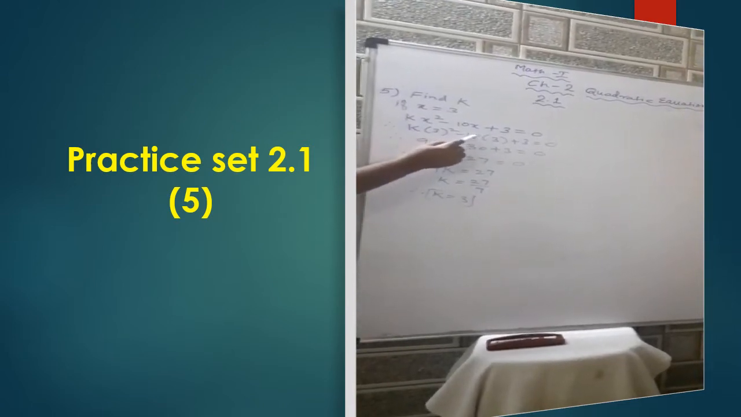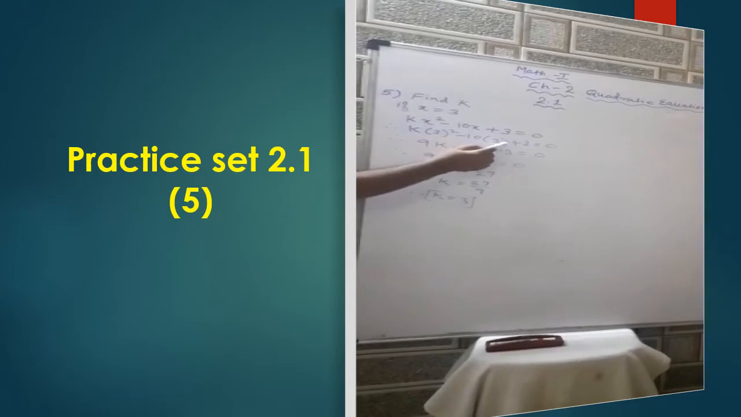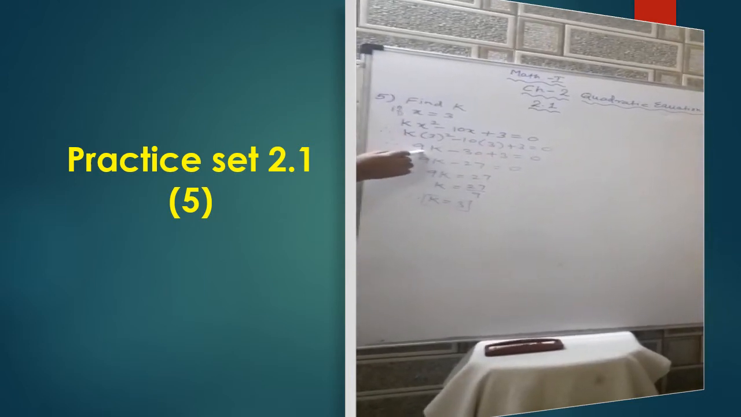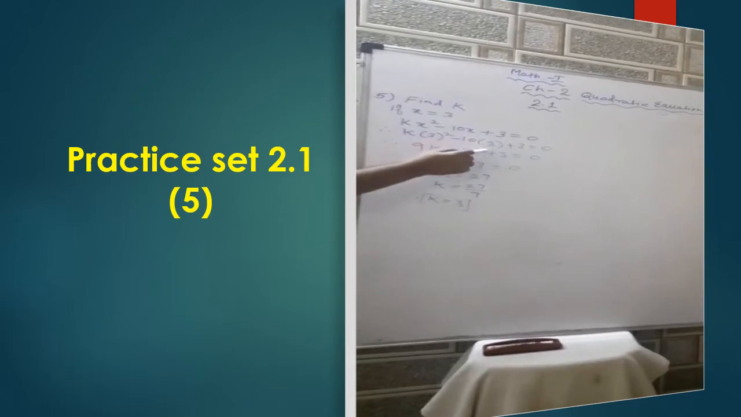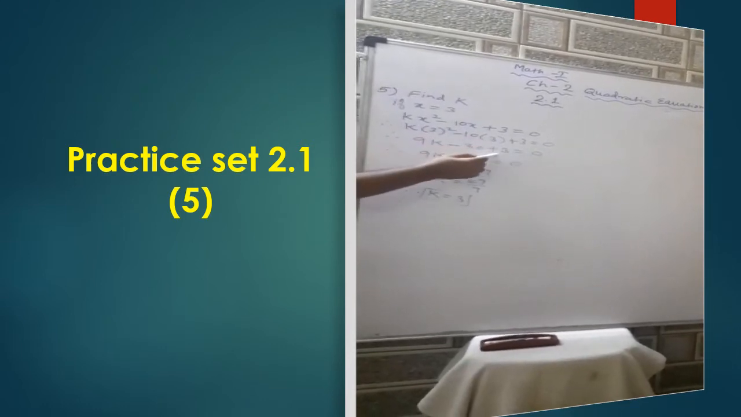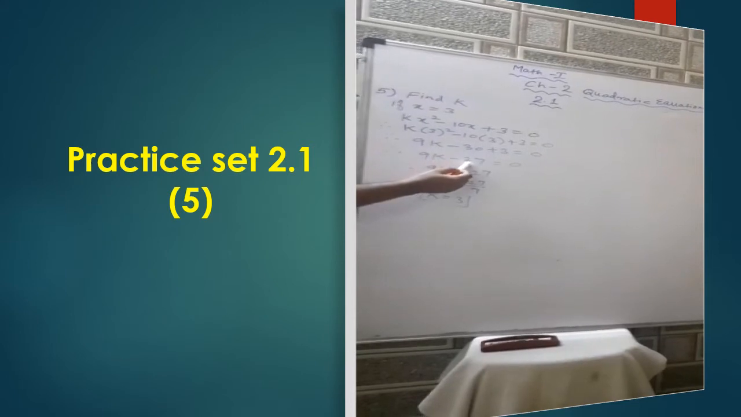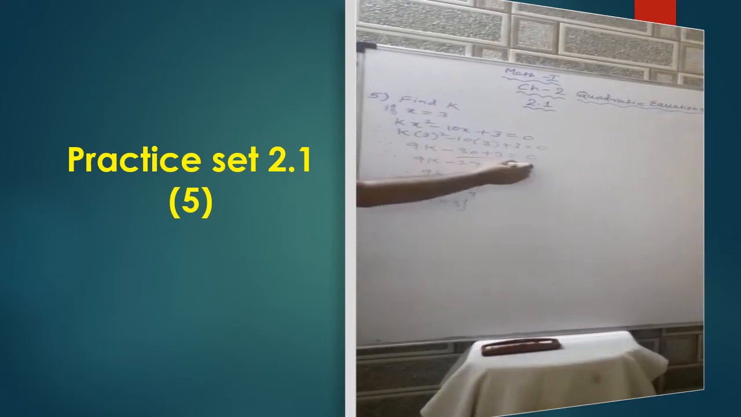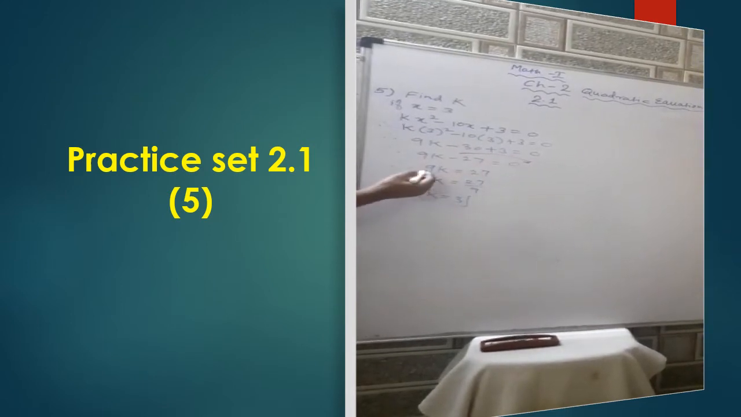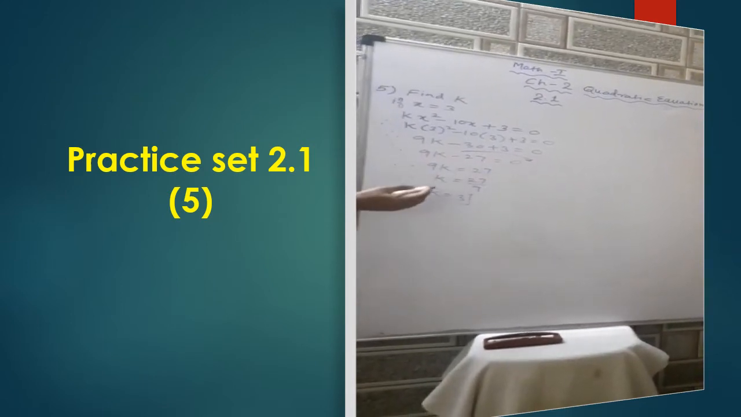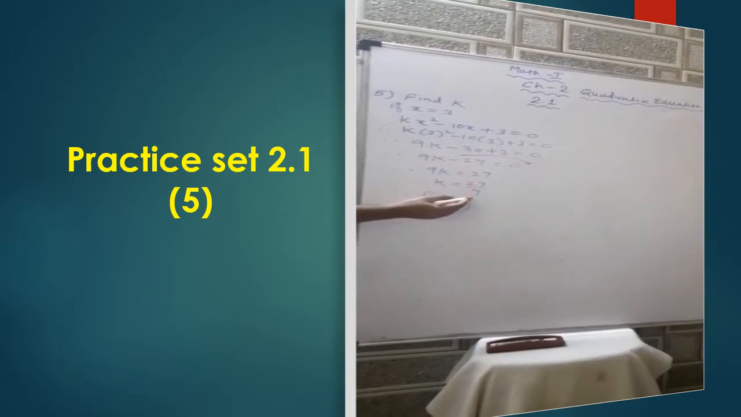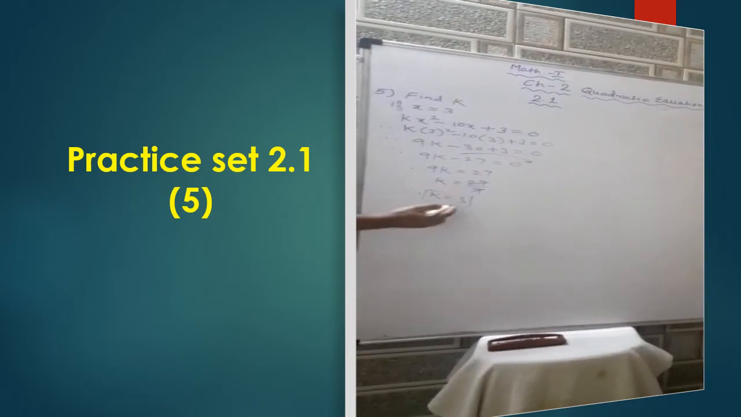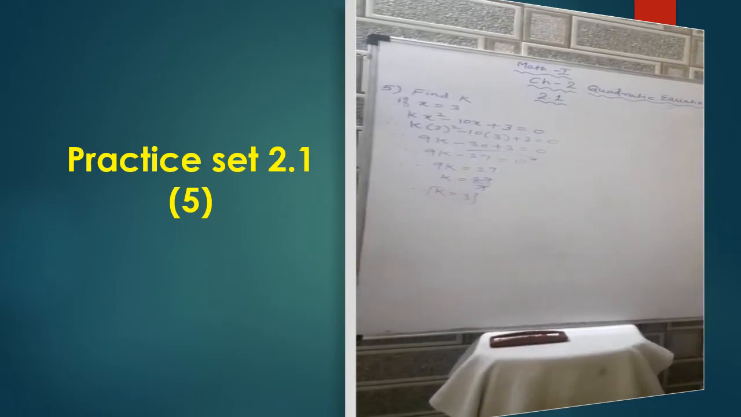3 square k minus 10 into 3 plus 3 equals 0. 3 square is 9, so 9k. 10 multiplied with 3 is 30, plus 3. So minus 30 plus 3 gives minus 27. As we shift minus 27 to that side, it converts to plus 27. So 9k equals 27. k equals 27 upon 9. So 27 is cancelled with the 9, you get 3. So k equals 3.